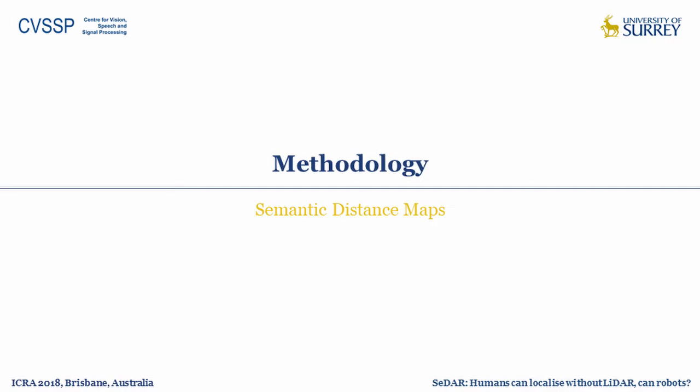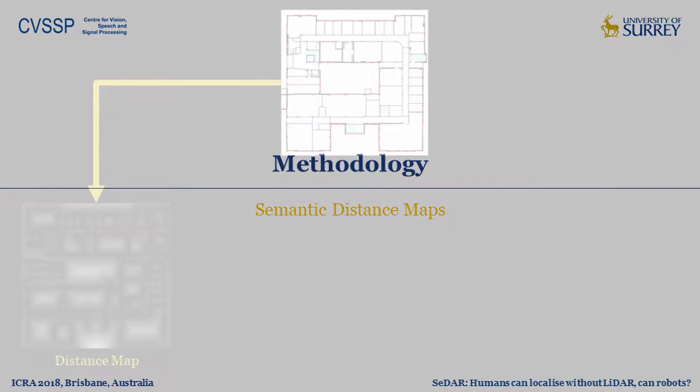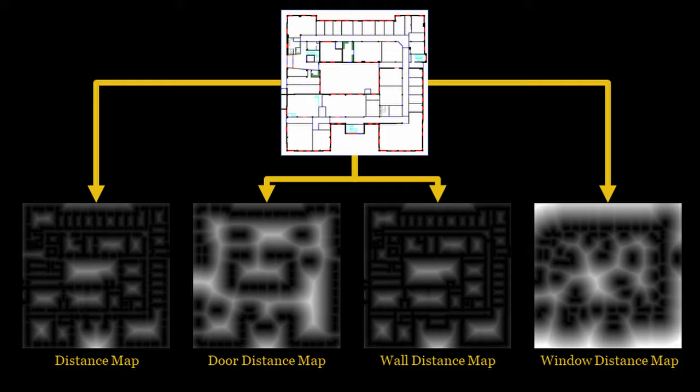The semantic scan and floor plans are used within a distance map framework. Also known as likelihood fields, these maps represent the distance to the nearest occupied cell. Additional label-specific maps are also computed. During runtime, these maps are used to estimate the likelihood of each Monte Carlo pose hypothesis.